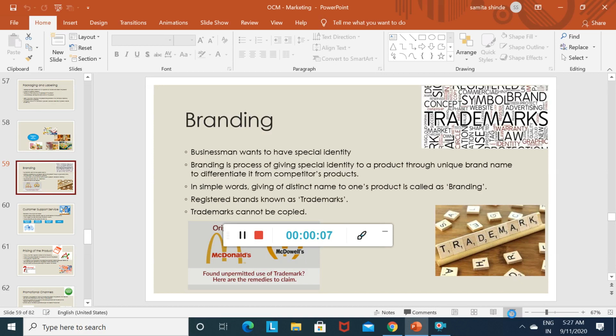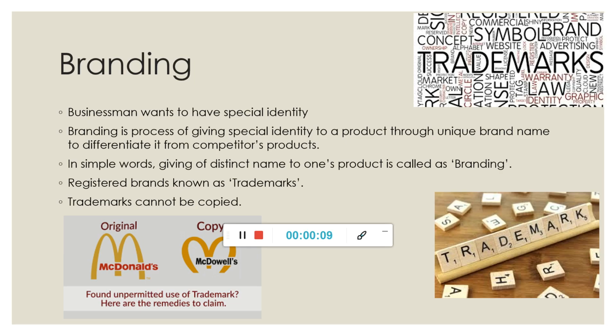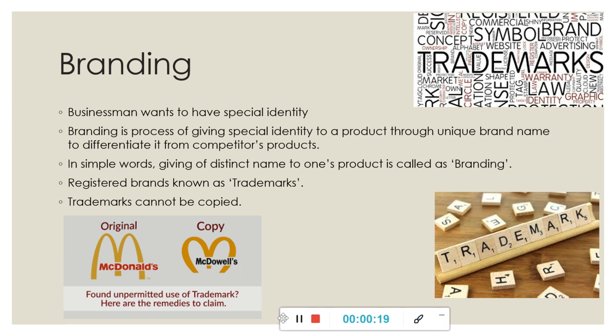In the last class, we already saw the different functions of marketing. Earlier we have seen number 1, marketing research. Number 2 is buying and assembling. Number 3 is market planning. Number 4, product development. Number 5, standardization and grading. And number 6, packaging and labeling. In this class, we have to see the remaining functions. Here we have to start with branding.